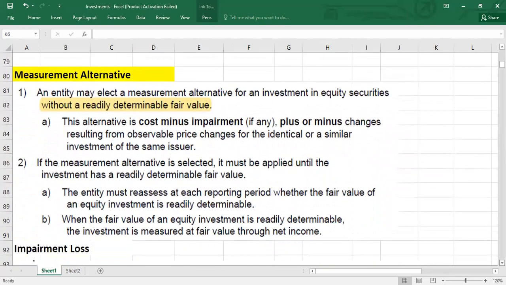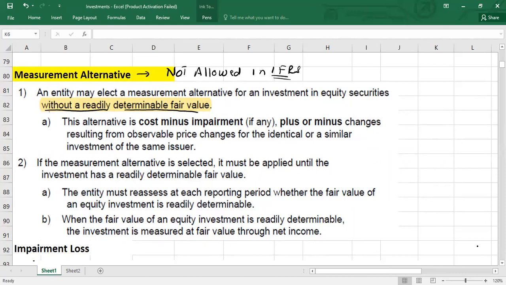Okay, now here we have another method, the measurement alternative method. Please focus, it's a little bit subjective. As I told you, for this measurement alternative method, first you need to remember when to apply. We can apply this method for those securities without a readily determinable fair value, like stocks whose market values are not available. Then you can use the measurement alternative. And as I told you, this is not allowed in IFRS. It is allowed only under US GAAP.